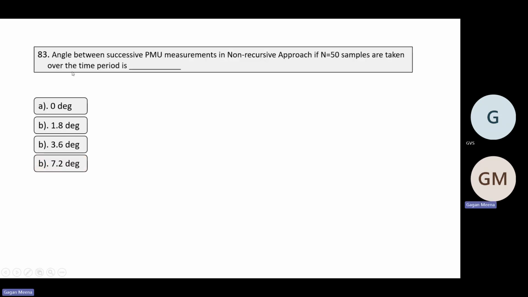Then we discuss the angle between successive PMU measurements. This is 2 pi by n. The angle between two successive measurements in non-recursive is 2 pi by n. And we want it in degrees, so multiply it by 180 over pi. So it becomes 360 by n directly. Sir, in recursive, what is the formula, sir?